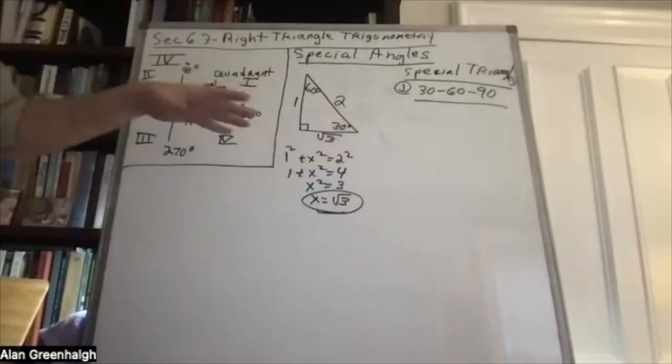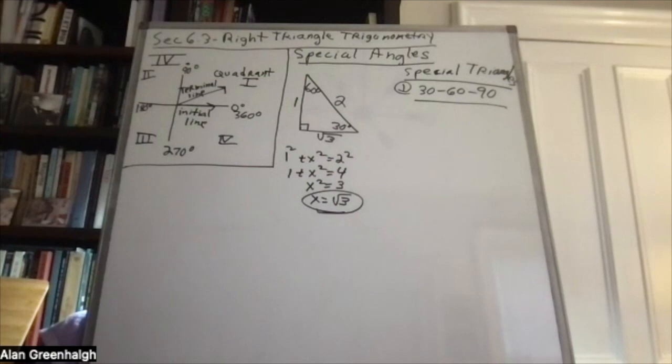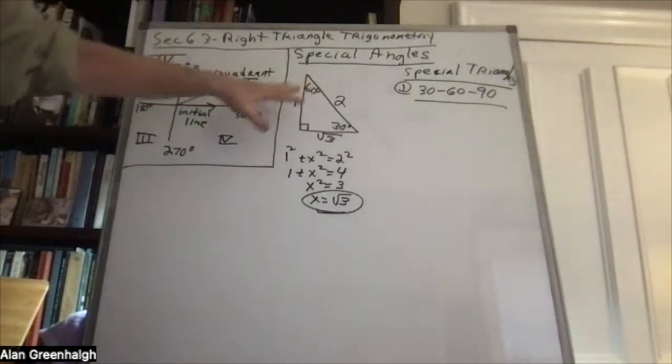This is what mathematicians came up with as a very, very nice way of finding the special angles, and you're using this particular special triangle.